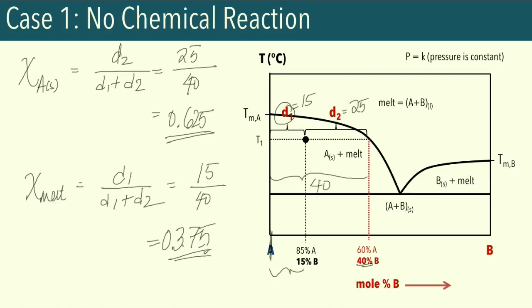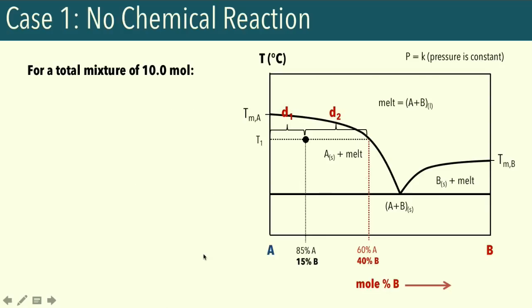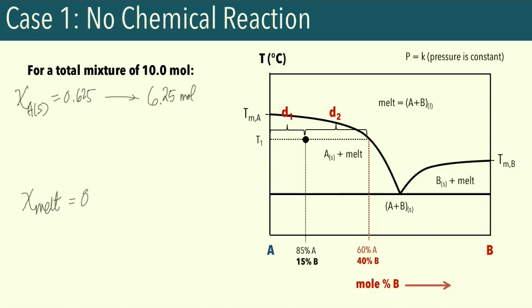Let's apply these mole fractions to our solution that we had earlier. If we have a total mixture that is made up of 10 moles, and the mole fraction of A in the solid phase is 0.625, that means for a 10 mole mixture, we have 6.25 moles of our solution in A. If we're looking at the mole fraction of our melt, this is equal to 0.375. This means that of our 10 moles of solution, 3.75 moles is in the melt.